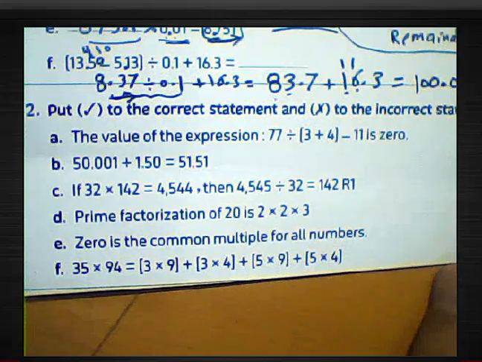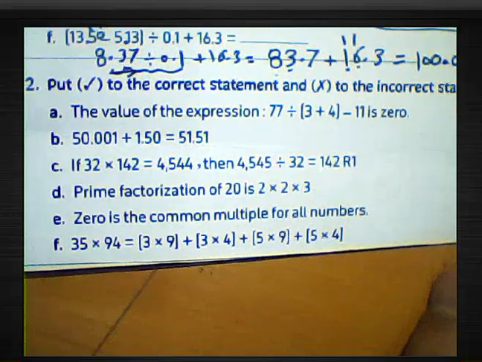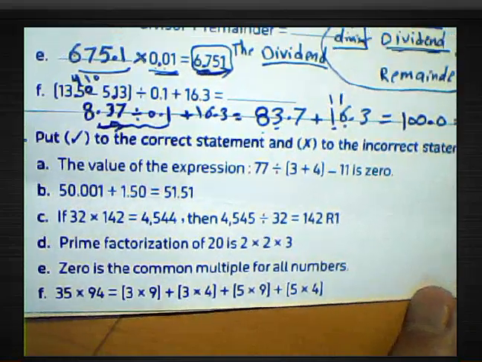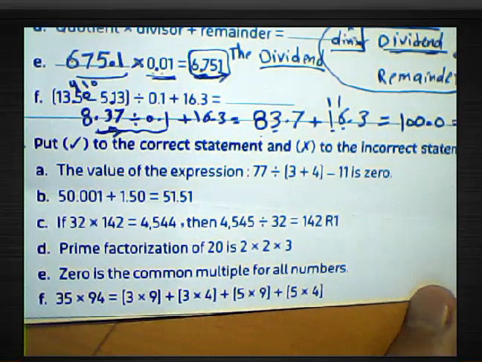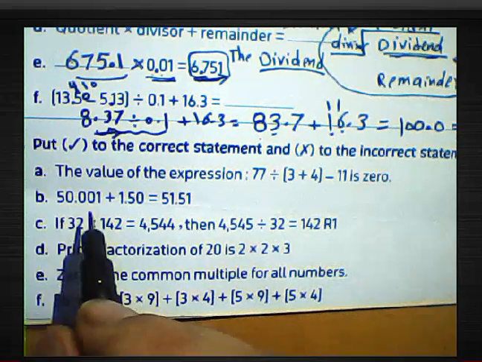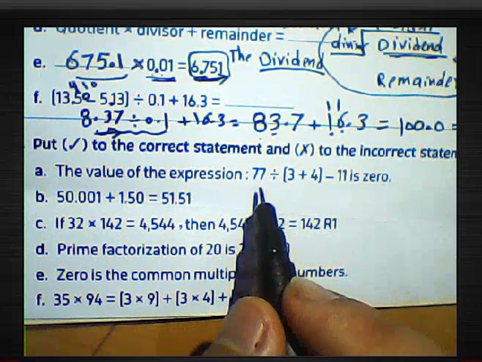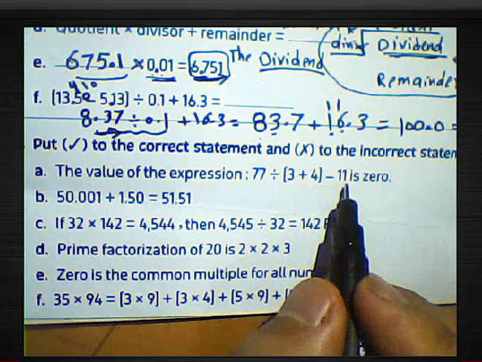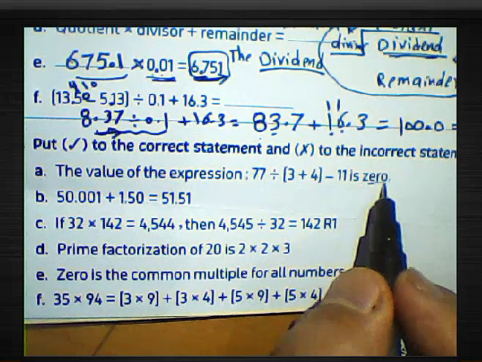Okay, look with me at question number 2. Put true for the correct statement and false for the incorrect statement. Letter A. The value of the expression 77 divided by (3 plus 4), in brackets, subtract 11, equals 0. True or false?